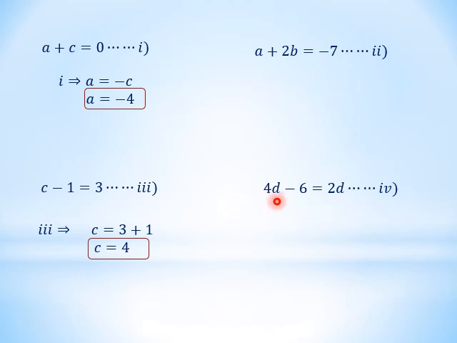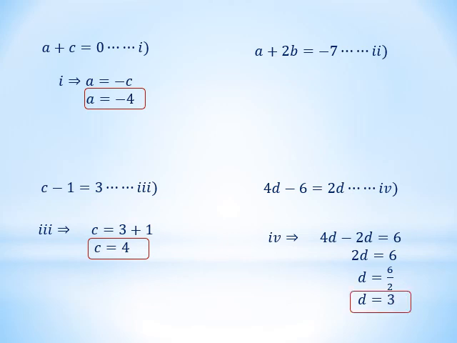Fourth equation, 4D minus 6 is equal to 2D. Again, here is only one unknown, that is D. So by solving this equation, we can get the value of the unknown D. Solve for it: 4D minus 2D is equal to 6. After simplification, 4D minus 2D gives 2D. 2D is equal to 6. D is equal to 6 by 2. After cancellation, we get D equal to 3. That is the third unknown.